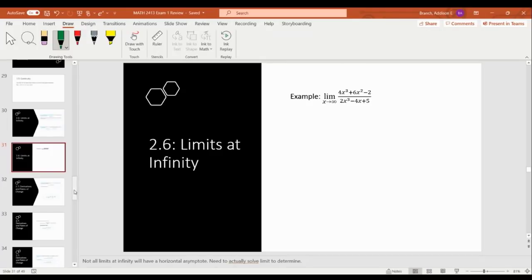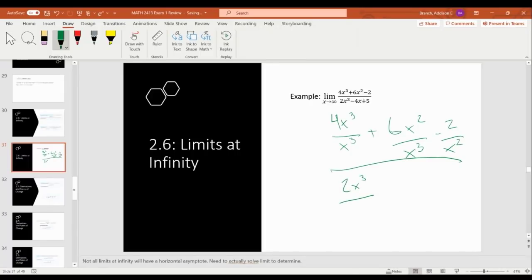Essentially, the main strategy when you're solving for limits at infinity is you want to go ahead and divide everything by the biggest x power. So here we have x to the 3, so we'll want to divide everything by x to the 3. So we'll take 4x cubed over x to the 3 plus 6x squared over x cubed minus 2 over x cubed, over 2x cubed over x cubed minus 4x over x cubed plus 5 over x cubed, and then you'll find your limit as x approaches infinity from that.